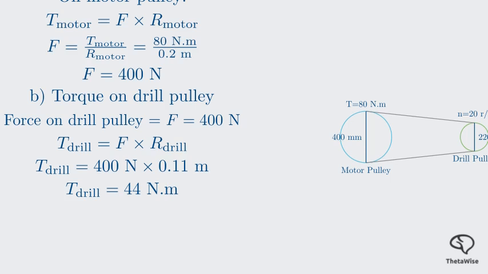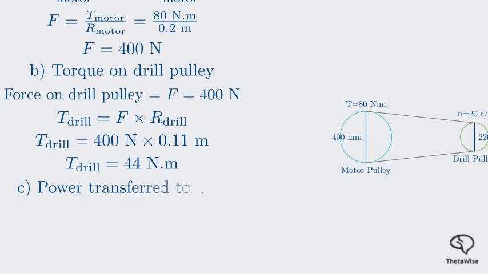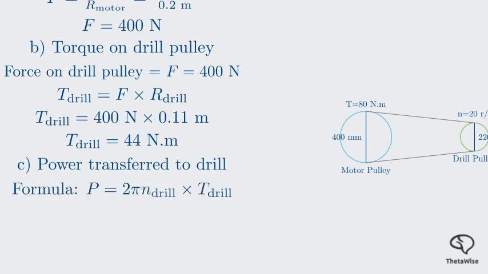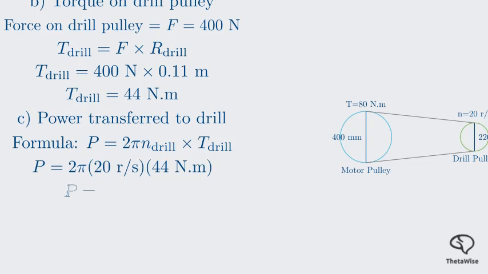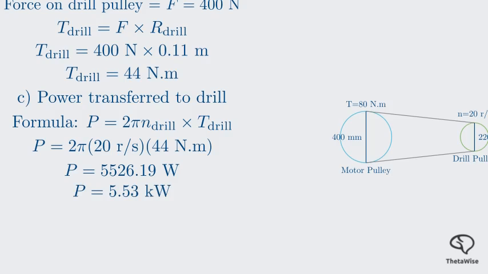Finally, part C, the power transferred to the drill. For this, we'll use the power formula P equals 2 pi nT. This time, we use the values for the drill pulley. We're given the drill pulley's rotational frequency, n drill, as 20 revolutions per second, and we just calculated its torque, T-drill, as 44 Newton meters. Plugging these in, P equals 2 times pi times 20 times 44. Calculating this with our value for pi gives approximately 5526.1 watts, which is about 5.53 kilowatts. This is the power delivered to the drill.